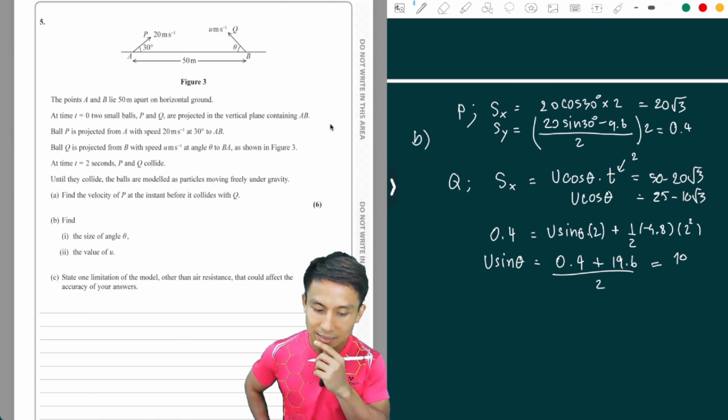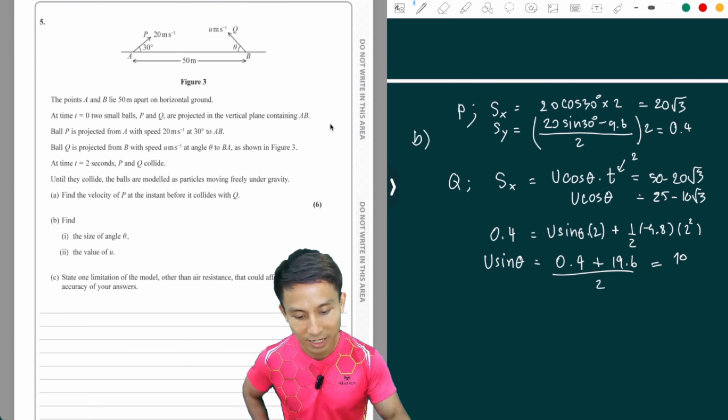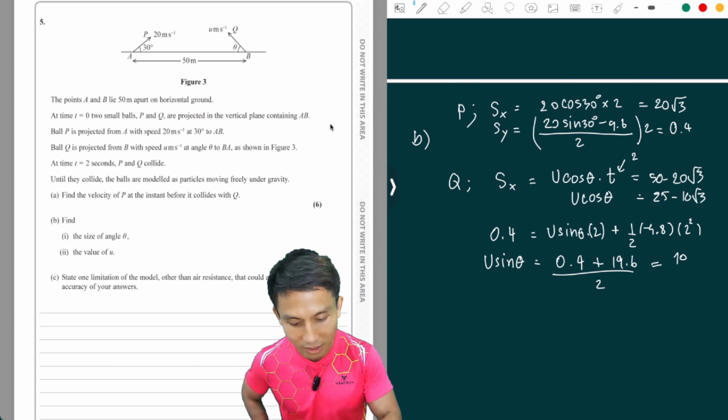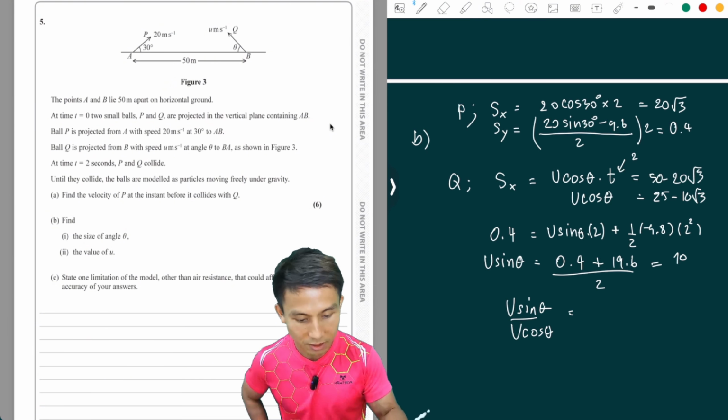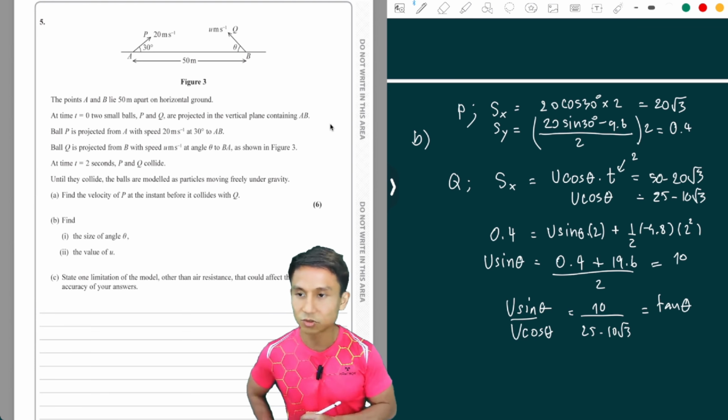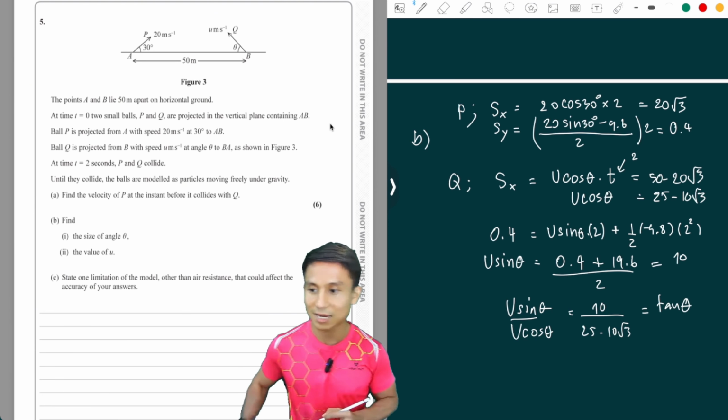Yeah, because 19.6 at 0.4 is 20, divided by 2 is 10. So now we have both u sine and u cos. We can find the angle, right? So if we divide u sine theta by u cos theta, it's going to be 10 divided by that, which is tan theta, isn't it? Because u cancel and sine over cos is tan.